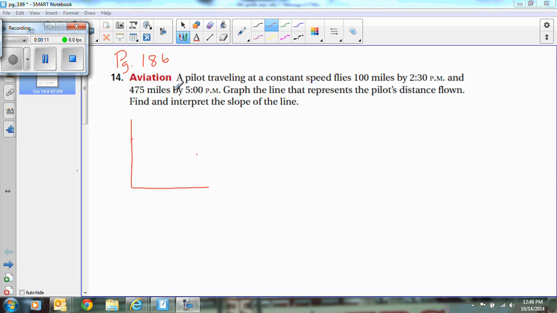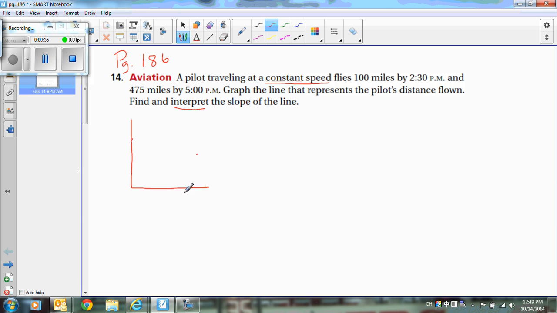Starting with number 14. It says a pilot traveling at a constant speed flies 100 miles by 2:30 p.m. and 475 miles by 5 p.m. And then we're to graph the line that represents the pilot's distance flown and then find the meaning of the slope of that line. So let's start with the graphing part, okay?